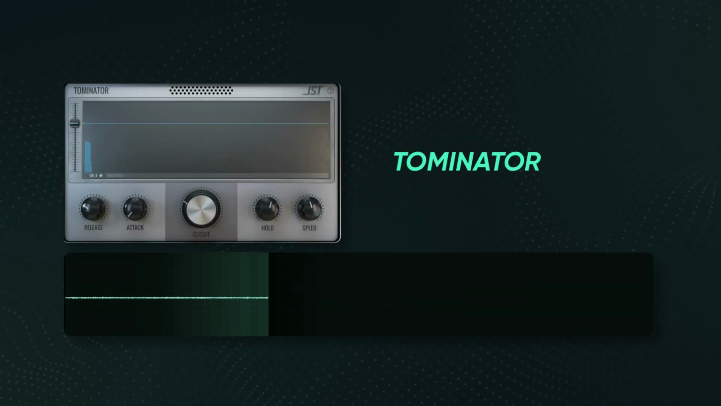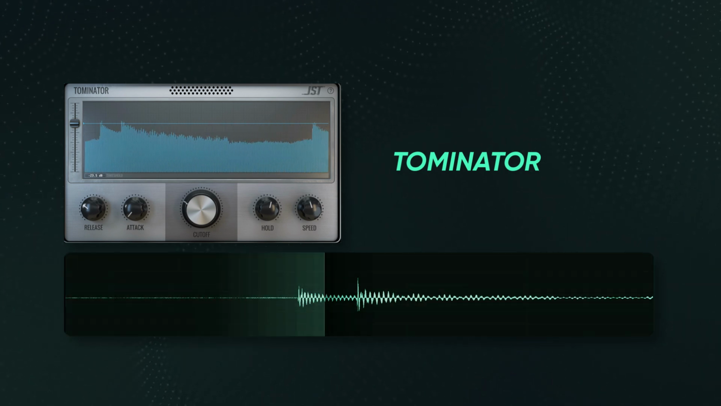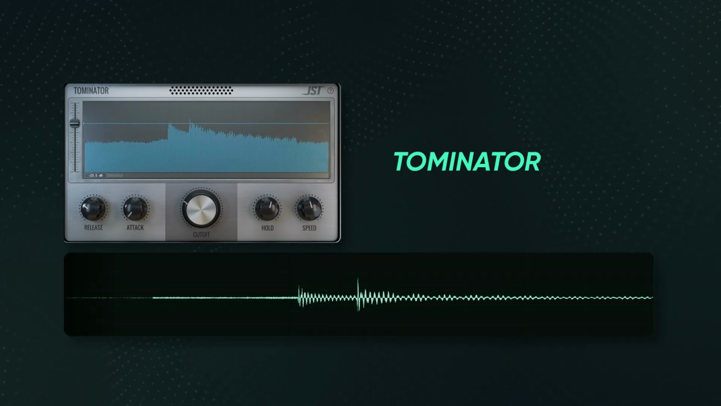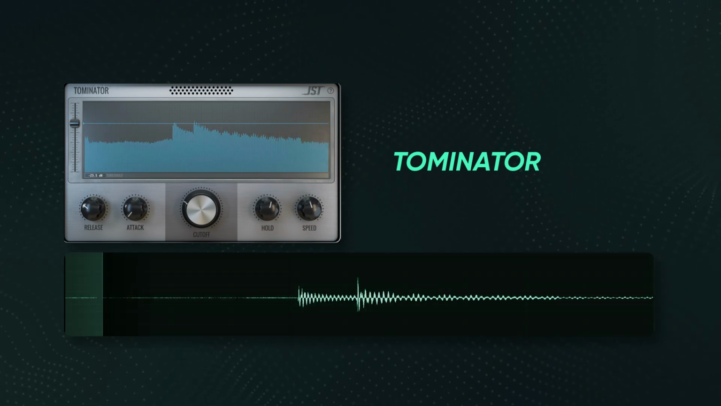If you don't have a multiband expander, you can get similar results with JST Tominator. No matter what method is used, the idea is the same. Get a loud transient with a short attack and then release it quickly. Try this one in your own mixes and see if it cleans things up.